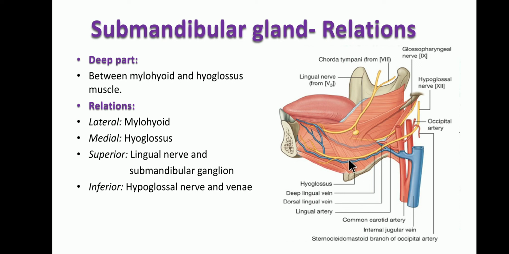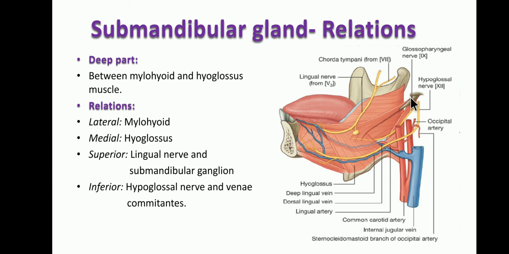hypoglossal nerve, and one peculiarity of the hypoglossal nerve is that it is accompanied by a pair of veins, the venae comitantes. Usually arteries have venae comitantes, but here the nerve is accompanied by a pair of veins. So, hypoglossal nerve and the venae comitantes.